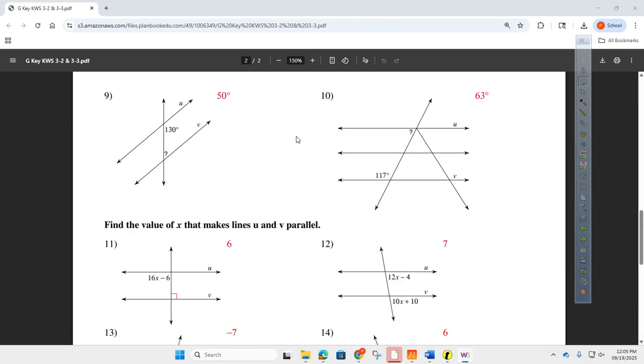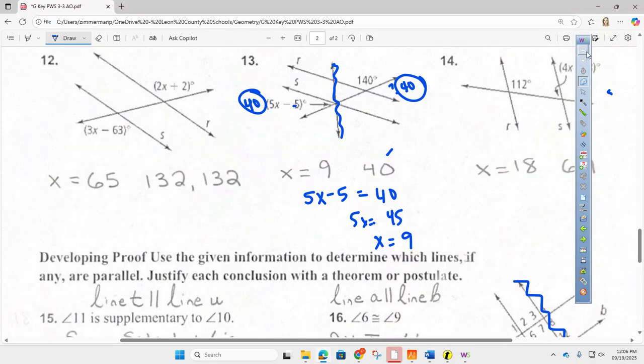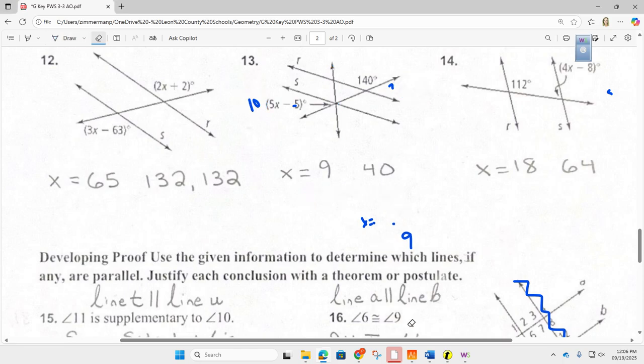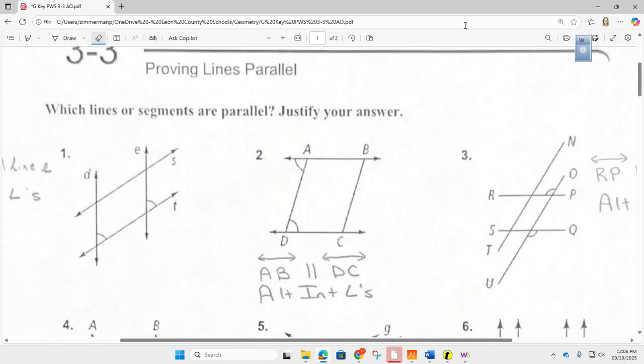Okay, any questions on the KWS assignment? Any questions on the KWS assignment? No? Okay, let's do the 3-3. I'm going to put these up. Do a check.